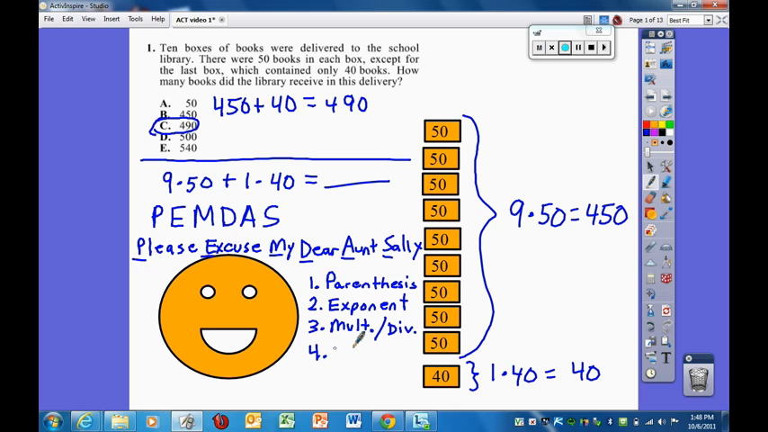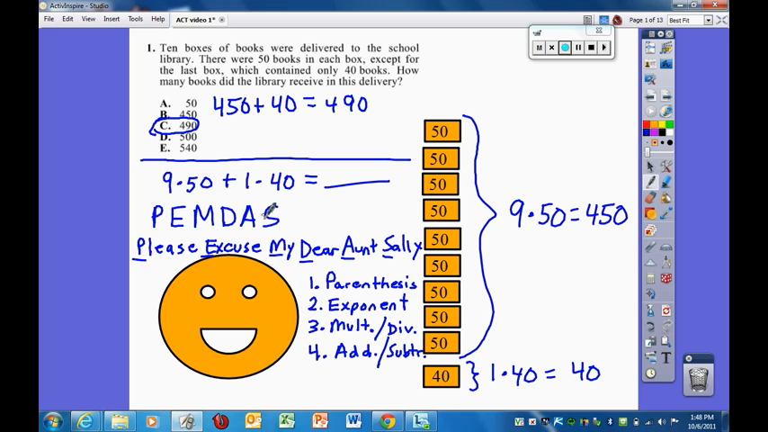And then the final step is the addition. I'm going to abbreviate addition and subtraction. I'm going to abbreviate subtraction, SUBTR, subtraction. Okay? Again, addition or subtraction as you move from left to right as you encounter them.